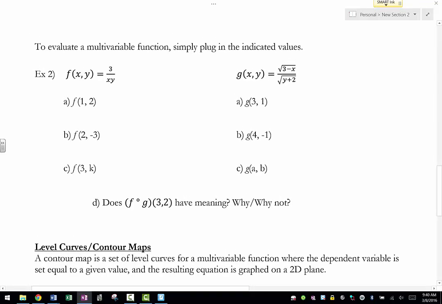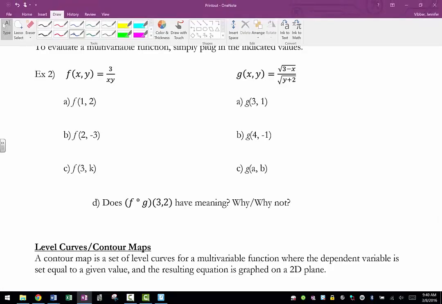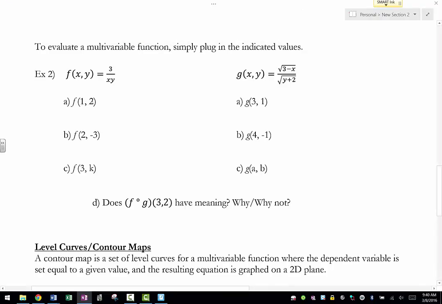But so let's say I have f of 1, 2, and it's 3 over xy. 1 is x, 2 is y. 3 over 1 times 2 is 3 halves. Oh goodness, that was so easy. 3 over 2 times negative 3 is negative 1 half. Oh goodness, still so easy. Uh-oh, here's a variable. Still easy. 3 over 3 times k is 1 over k. All I'm doing is plugging these numbers in.